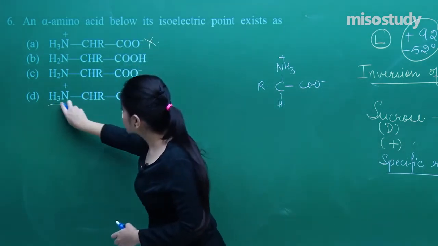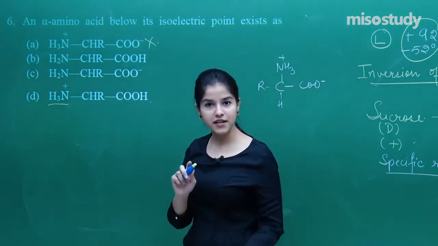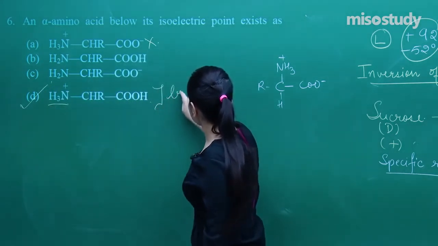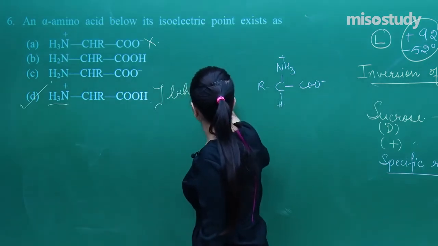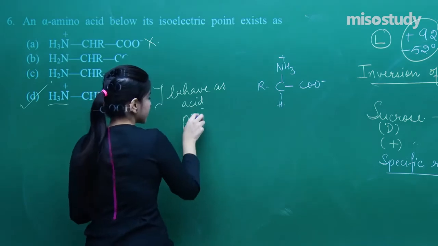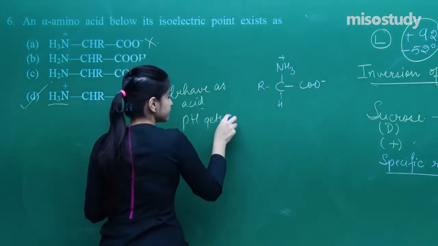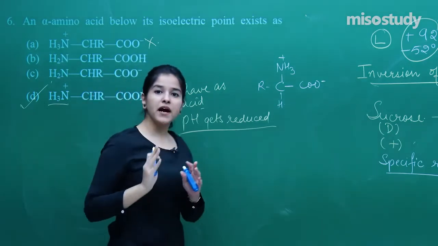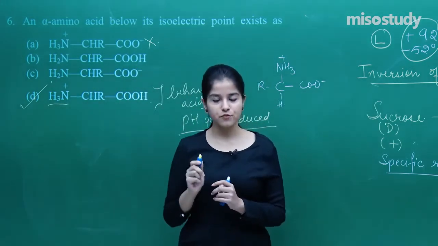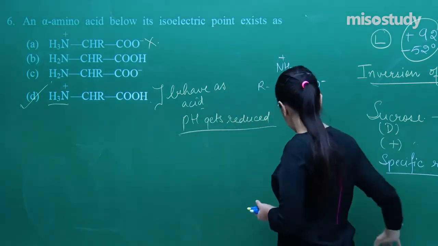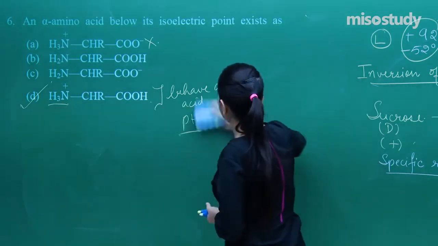Therefore, this is the only option having a cation in it, because here it will be behaving as an acid, and the pH gets reduced. So that is the actual logic behind why this is behaving as a cation below the isoelectric point. So I think everybody is able to correlate it with the main concept.